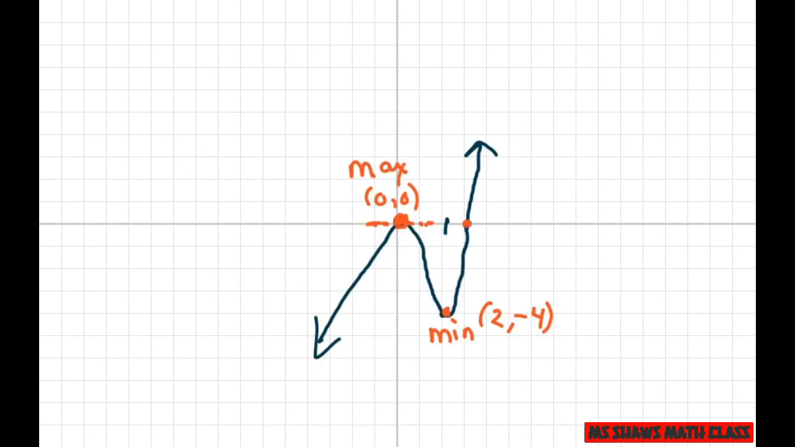And here is the x-intercept at 3, 0. And that's it.